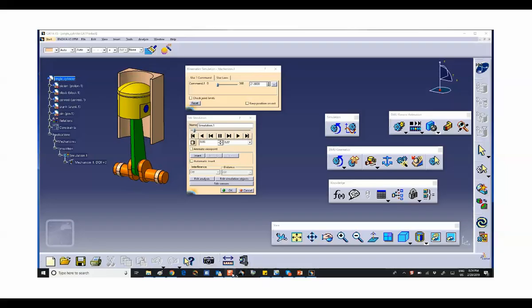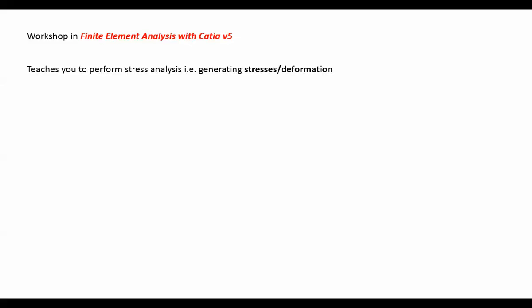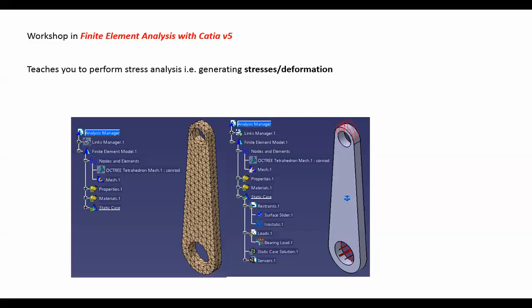Now, once you get this information, then you provide it to the finite element module, which is the content of the second workshop. In the finite element analysis, you estimate the stresses and the deformation. For example, if you take the connecting rod, it is shown here. This is part of the assembly that I just showed you. It is meshed, broken down into elements, and some loads are applied. You're going to need the accelerations also, and on the top you see there is a bearing load, and at the bottom there is a surface slider.